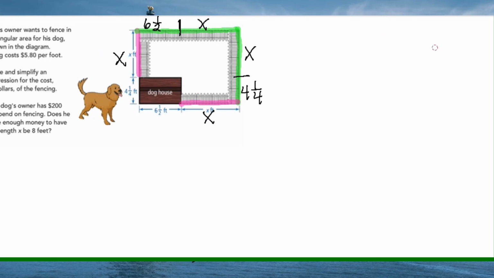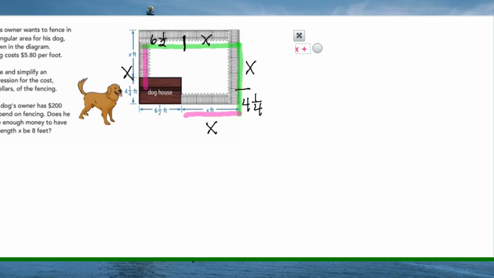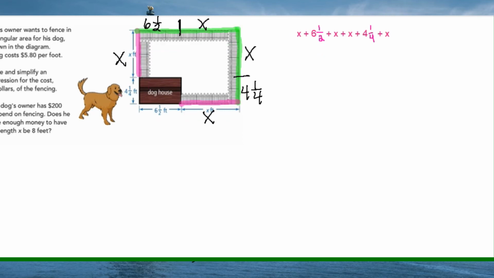So now we have to figure out what this is all together. So we're going to have to add up all of the values. When we add up the values, we have an x plus 6 1/2, plus another x, plus another x, plus 4 1/4, plus x. So all I did was add all of these up to figure out how long the fence is.